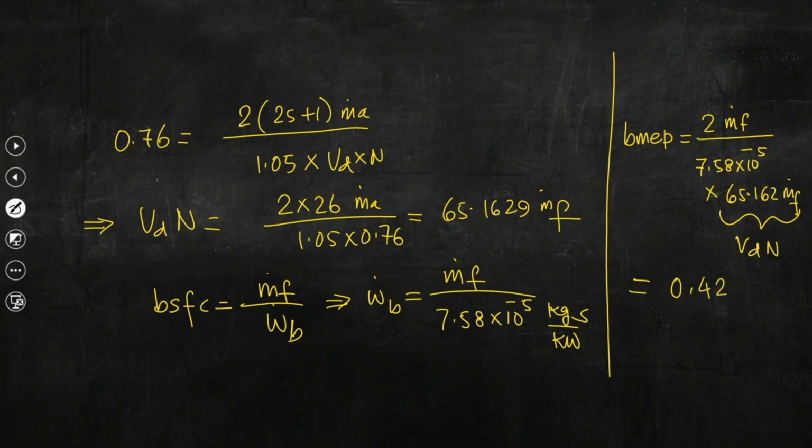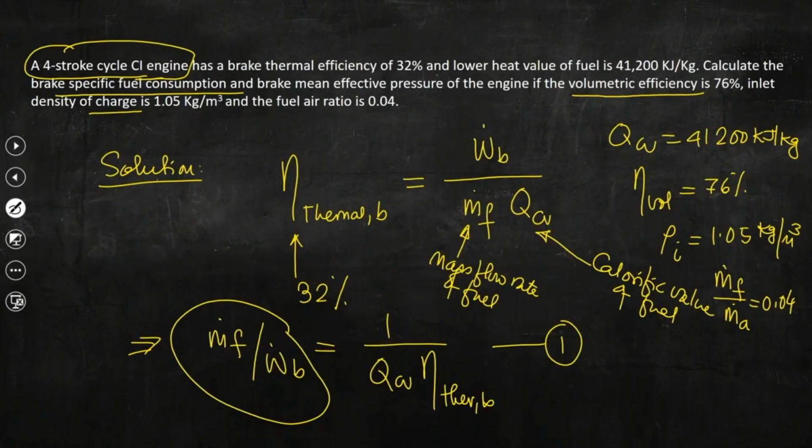0.42 megapascal. So, if we go back to the problem statement again, from the quantities given we could calculate the brake specific fuel consumption as well as the brake mean effective pressure, but the most important part of this particular problem is we can see a new term, that is volumetric efficiency. Though I have used the mathematical expression of this particular term, we shall discuss this efficiency again in one of the next classes.